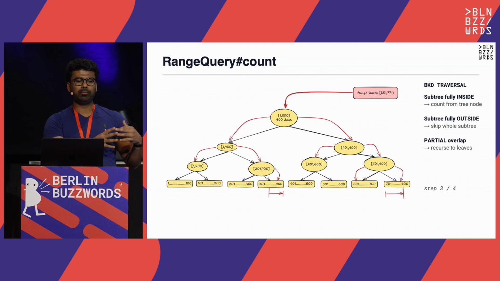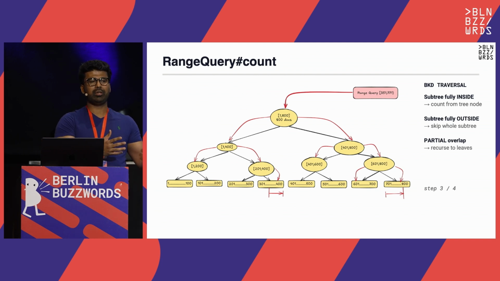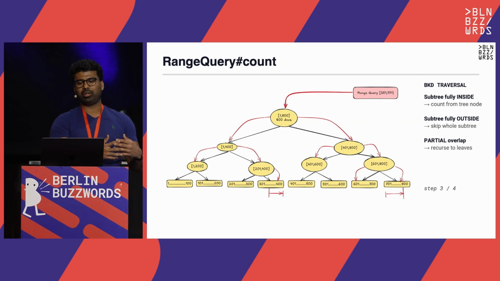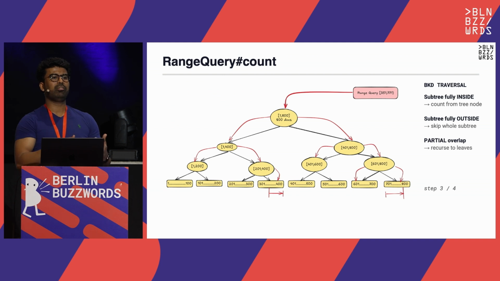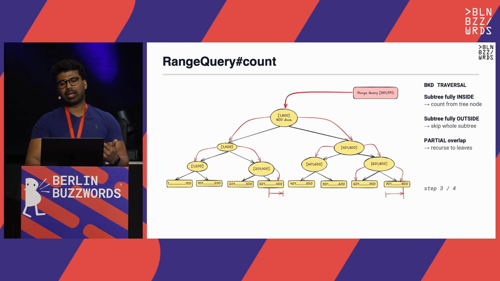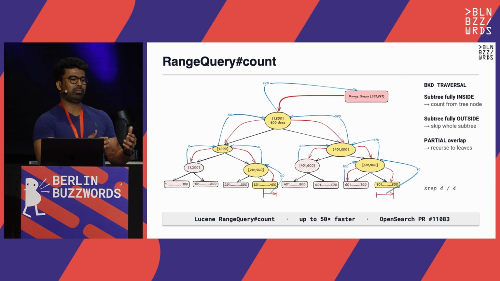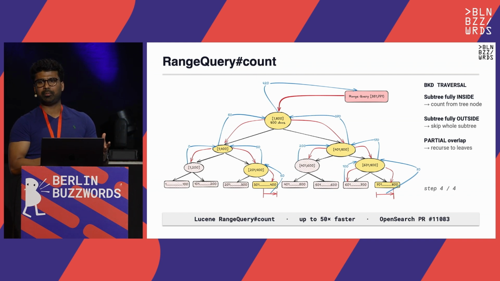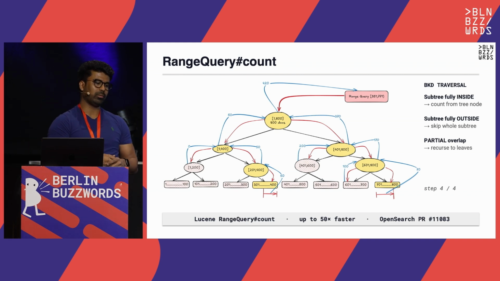Either the whole subtree is fully inside, right? In which case you can just count from the top node. The subtree might be fully outside, in which case the whole subtree can be skipped. And there might be some partial overlap, in which case you recurse further. As you keep doing that, the computation for our sample query here will look something like this. All the nodes and leaves that are crossed out got completely skipped because we were able to use this structure.